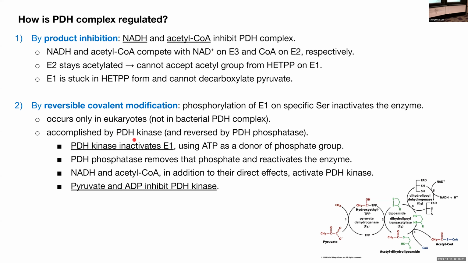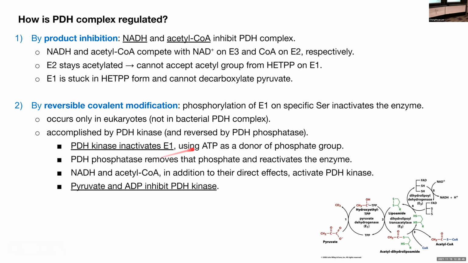Again, for the phosphorylation, there are two types of enzymes that are involved there: kinase or phosphatase. Kinase is basically the one that adds the phosphate group to your substrate. And the phosphatase is the other way around, basically taking off the phosphate group of the substrate. So PDH kinase inactivates E1. That means phosphorylated E1 will be in an inactive form. And it uses ATP as a donor for the phosphate group. So it actually consumes ATP, uses energy for this inactivation.